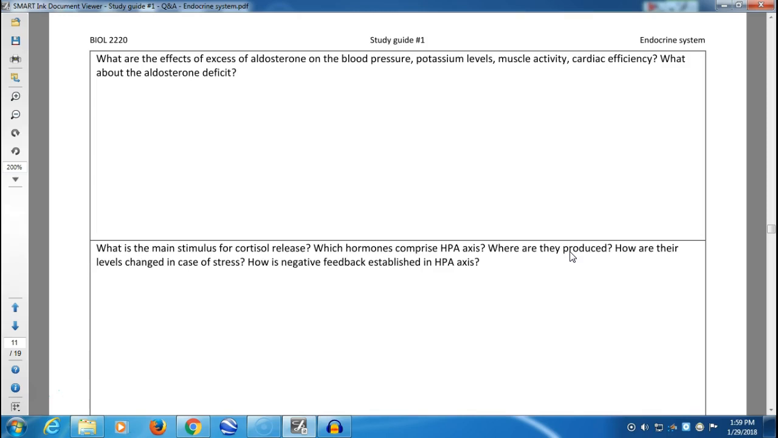Cortisol, the major stimulus: stress. Hormones: CRH in hypothalamus, ACTH in pituitary, cortisol in the zona fasciculata. How is negative feedback established in the HPA axis? Well, elevated cortisol levels, how do they affect levels of ACTH and CRH? They decrease those levels. Are we cool about it? Okay. That's your negative feedback.